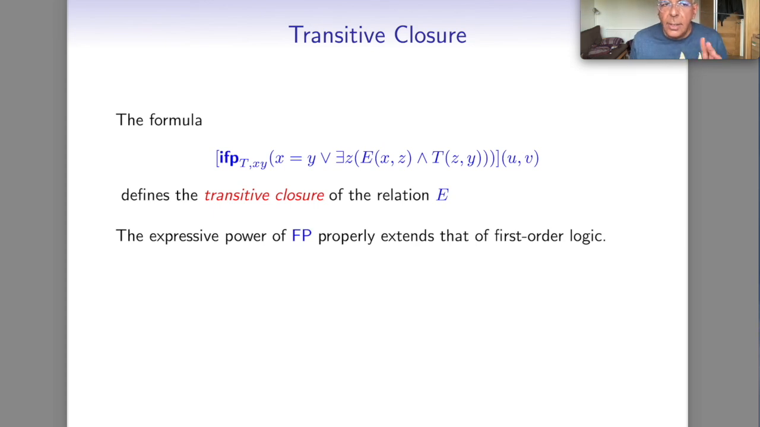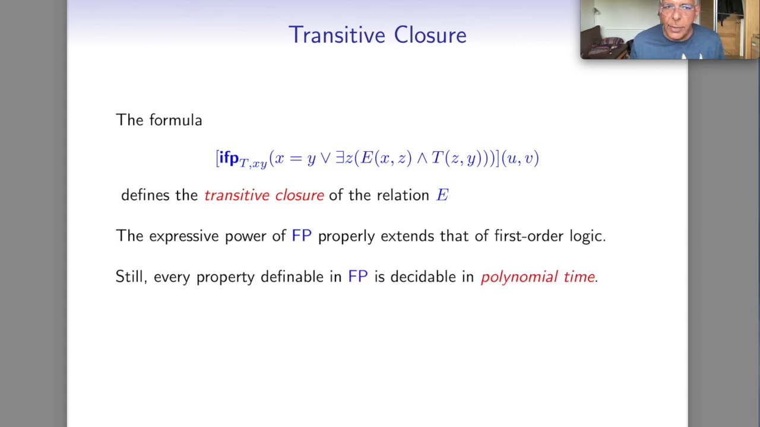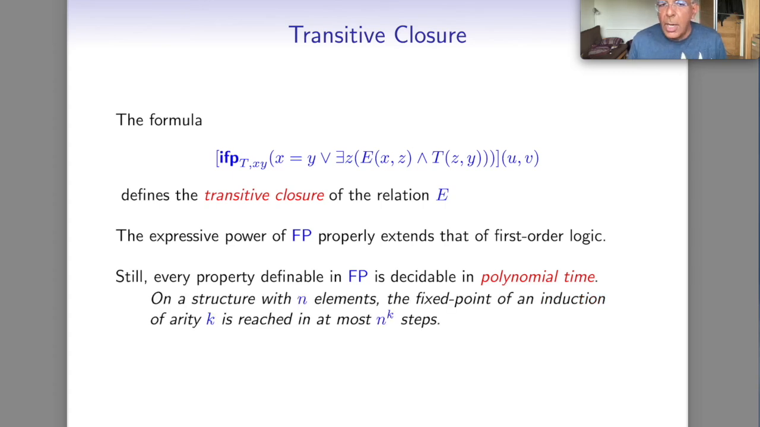This shows us that the expressive power of fixed point logic properly extends that of first order logic. But it's still the case that anything you can define in fixed point logic is still in polynomial time, right? Anything you can define in first order logic is in polynomial time. And the same is true for fixed point logic. And for this, all you need to check is what happens.